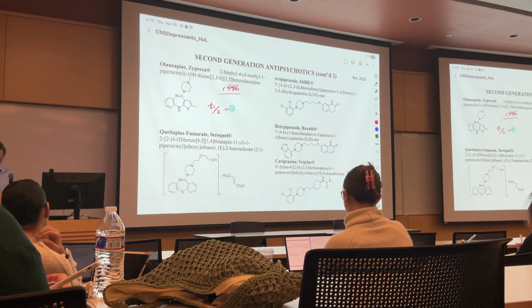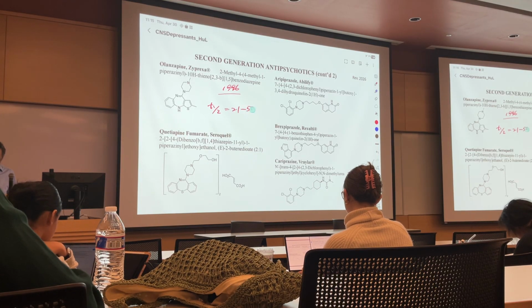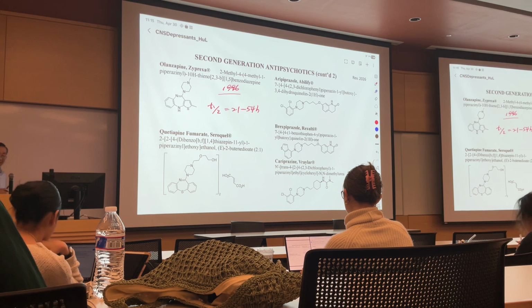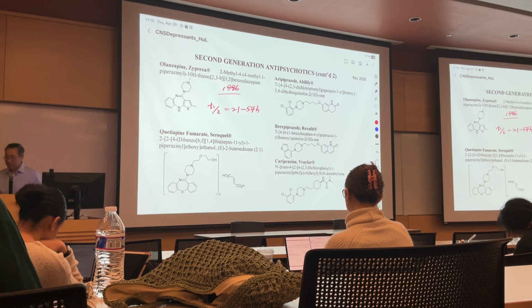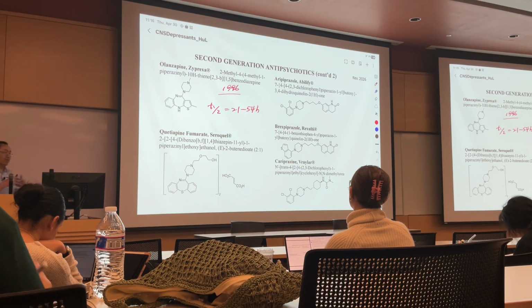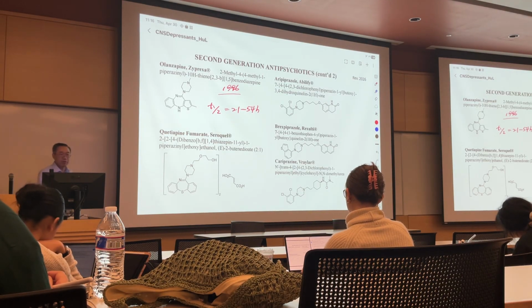The half-life is from 21 to 54 hours. So this is olanzapine, right? Structurally it resembles clozapine, but with the advantage of not having agranulocytosis as a side effect.